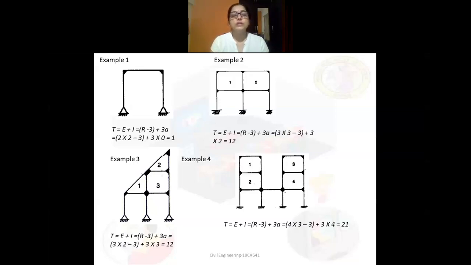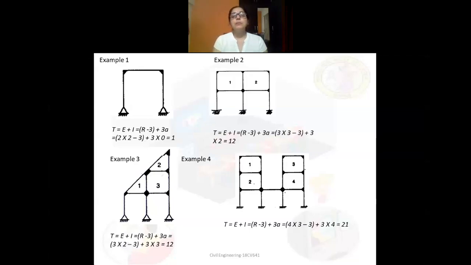3 into A. What is A? A is a closed frame. But here the frame is not closed. It is open. So we have only one frame, and that is also an open frame. So the A value is 0. So 3 into 0. So what is the total indeterminacy we got? We have only 1. That is external indeterminacy. 4 minus 3, that is equal to 1.